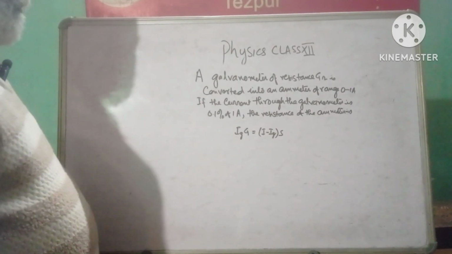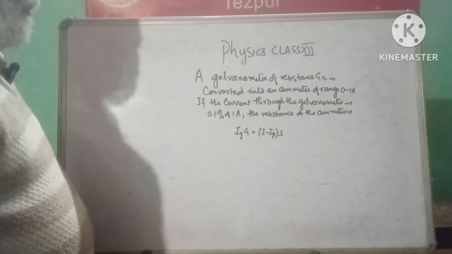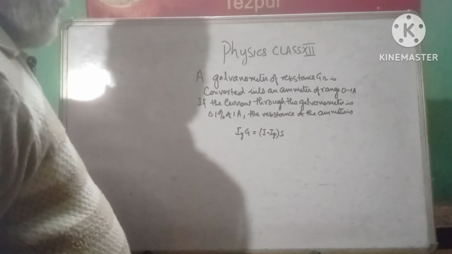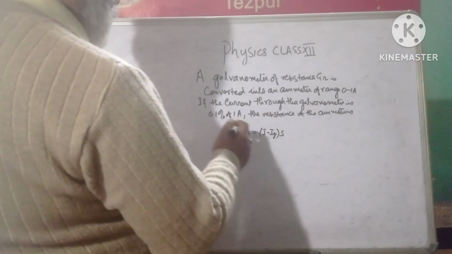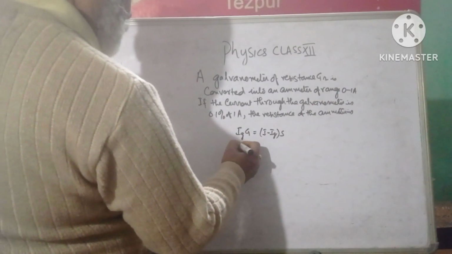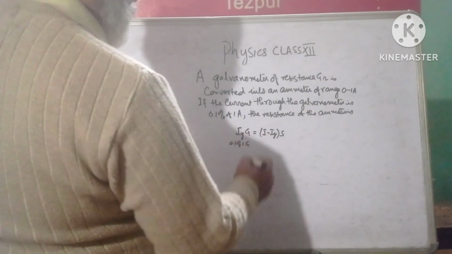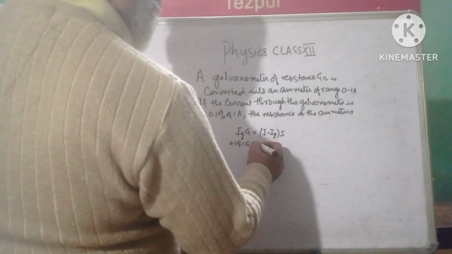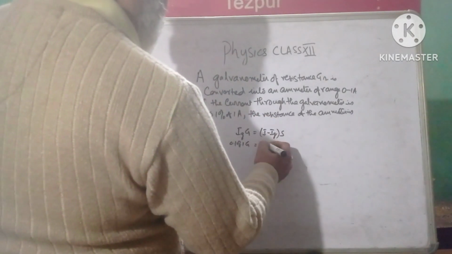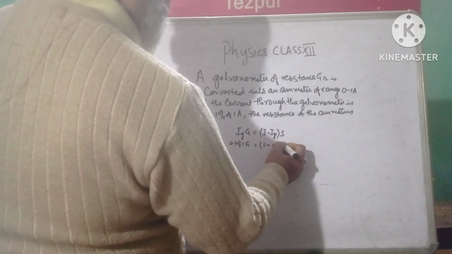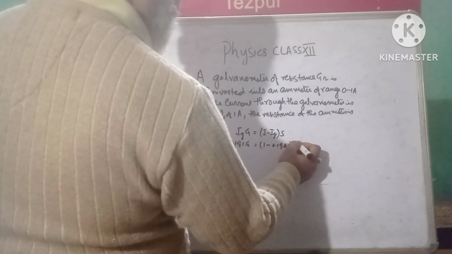We know that for a galvanometer to make an ammeter, we use a shunt resistance. That shunt resistance is a very low resistance, and it is connected in parallel. So the current through the galvanometer is 0.1% of 1. This is 1 ampere, G is the resistance of the galvanometer, and your Ig current is 0.1% of 1 into shunt resistance.